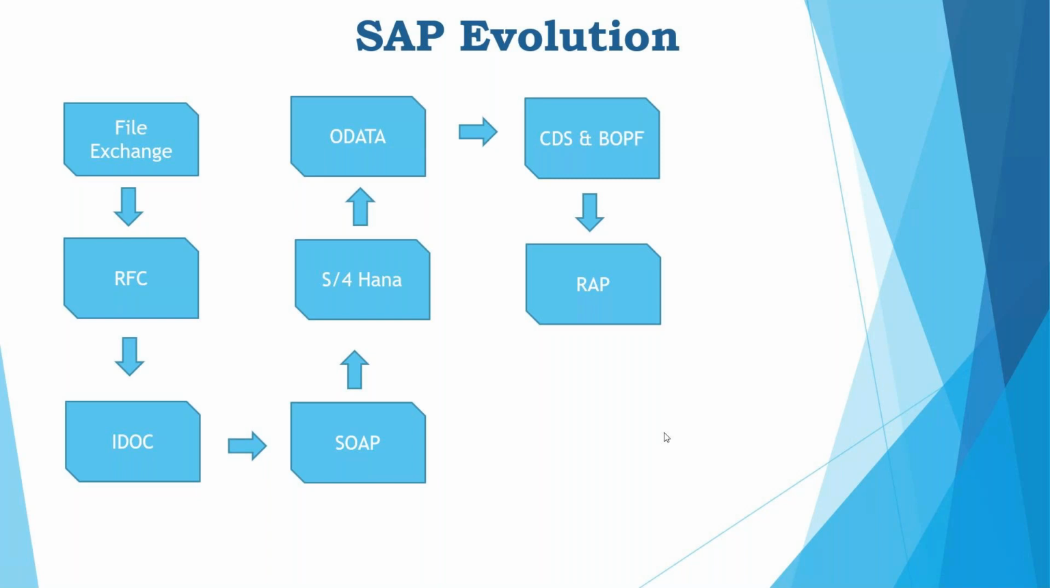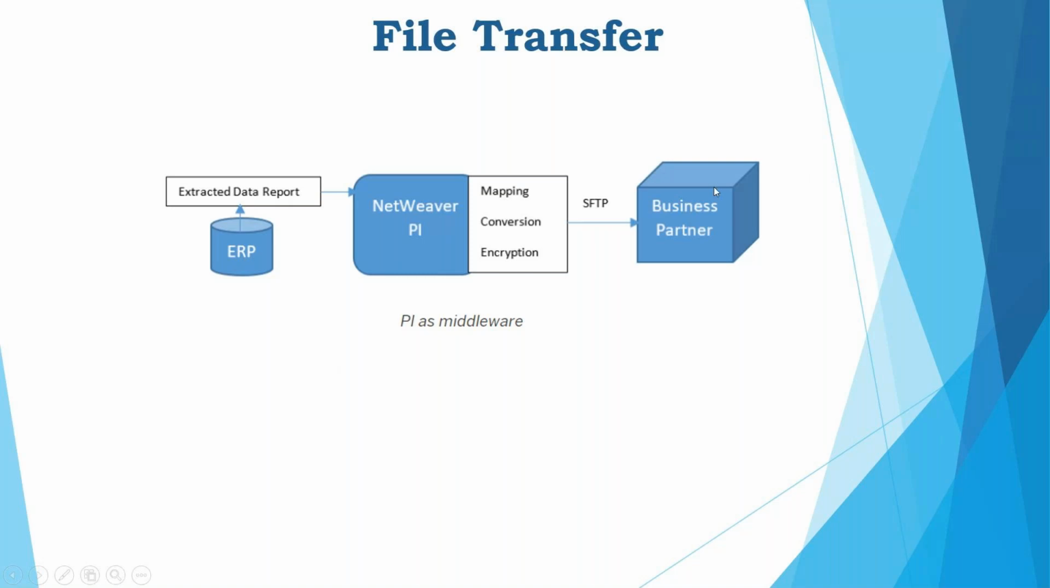Yes, using file exchange. And afterwards, the arrival of PI came into the picture. You have an ERP system and your third party, and the file is transferred from our SAP system to the third party. That is one. Later PI came into the picture. The extract from SAP is sent first to PI, where mappings, conversions, encryption, anything is done. Then it sends the file to the desired third party system in the form of XML, JSON, etc. So this is the oldest technique which SAP used, and this is called the file transfer.